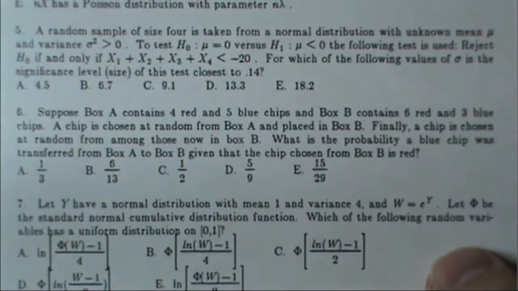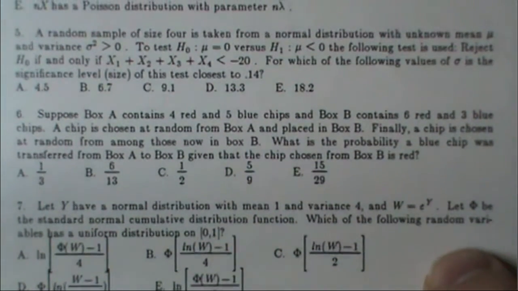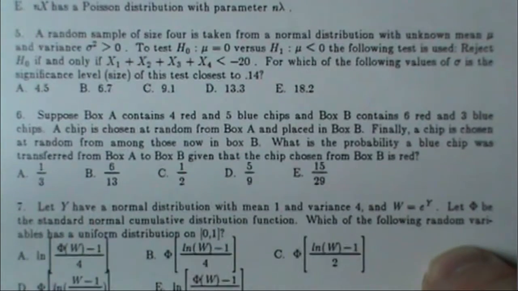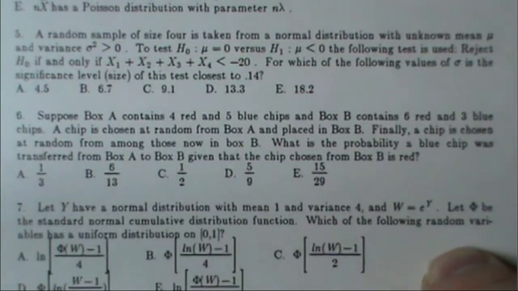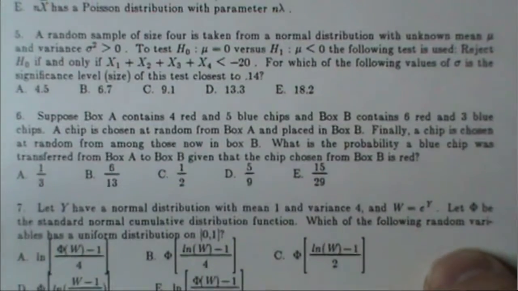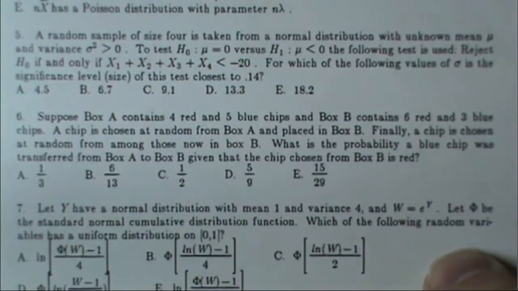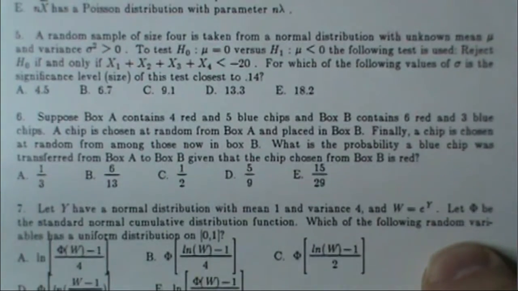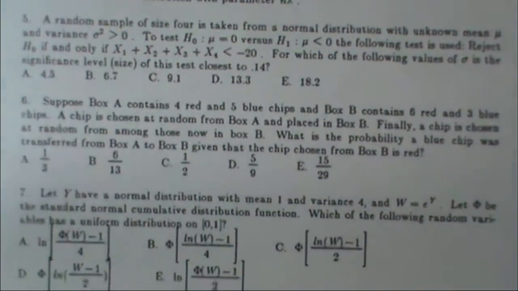Number 6, suppose a box A contains 4 red and 5 blue chips, and box B contains 6 red and 3 blue chips. A chip is chosen at random from box A and placed in box B. Finally, a chip is chosen at random from among those now in box B. What is the probability a blue chip was transferred from box A to box B, given that the chip chosen from box B is red?